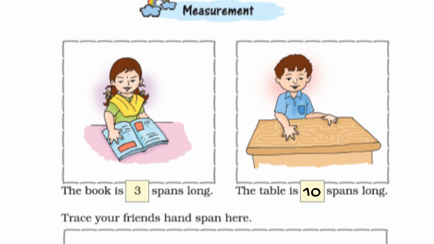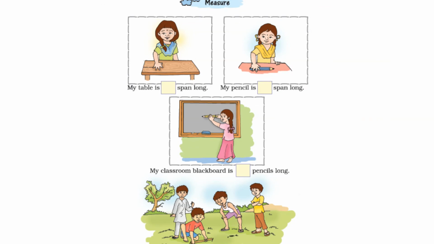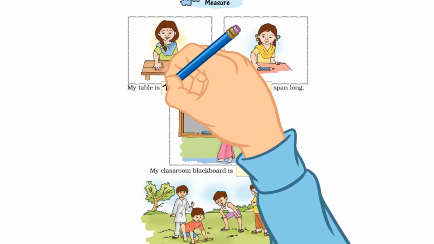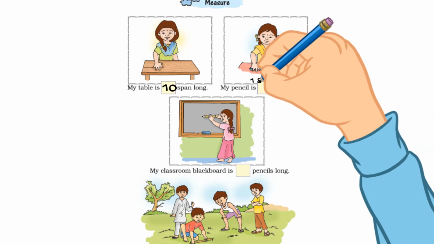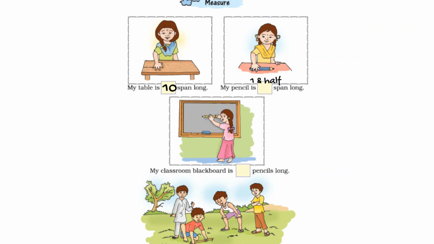Measure. My table is dash dash spans long. I have answered that my table is 10 spans long. So you are going to answer how many spans long your table is. Okay. My pencil is 1.5 spans long. You are going to answer about your pencil in the comment box.